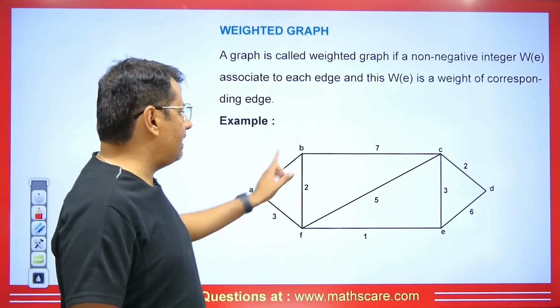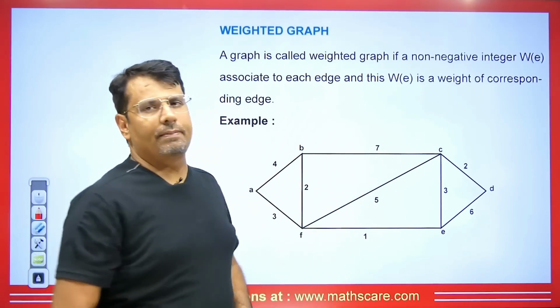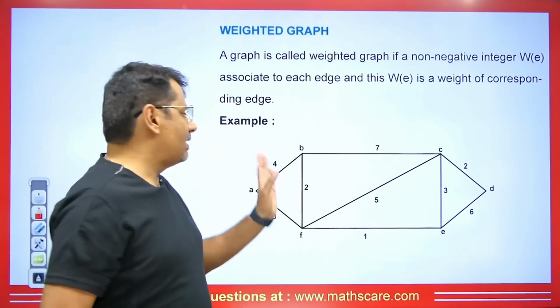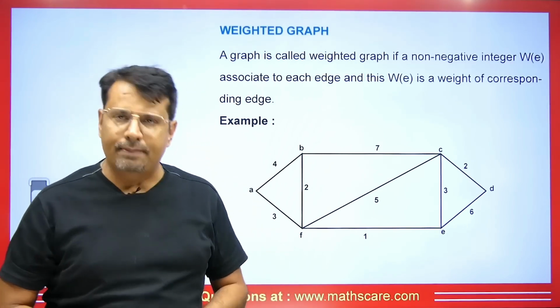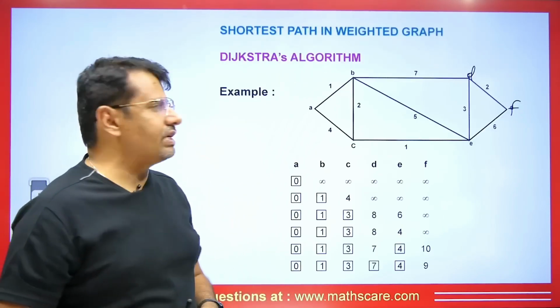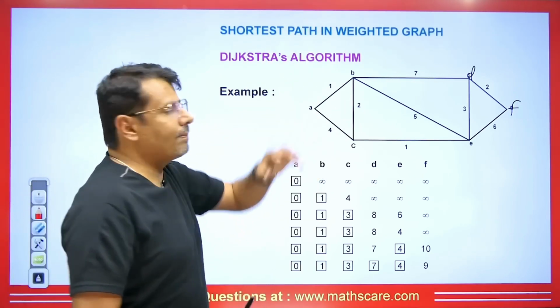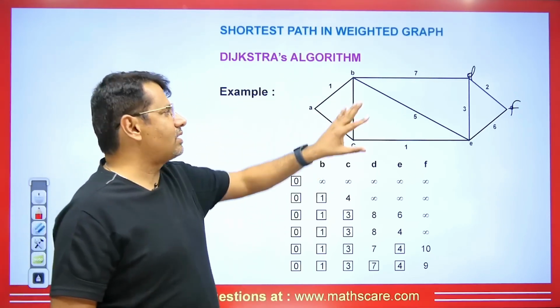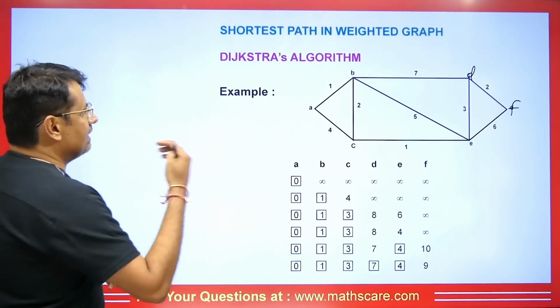So what are we going to study in this? From A to D, how much distance do we have to cover? What will be the shortest distance? From here to there, which path should we take so that it is the shortest path? Students, let's understand through an example how to find the shortest distance in a weighted graph. For this we have the Dijkstra algorithm. I have a graph here and I'll explain how we find the shortest distance and the shortest path.